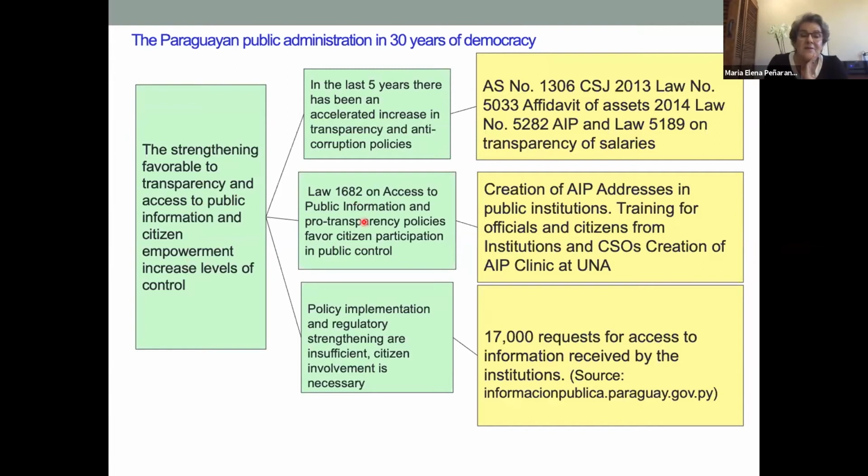The law, access information, and pro-transparency policies, and then the creation of public institutions, training of officials, that helped to these policies, or policy implementation and regulatory strengthening are insufficient. So they asked the public, and then the 17,000 requests for access of information were found. So this is a very different kind of article, and there's a couple in the ones submitted that deal with this kind of subject.